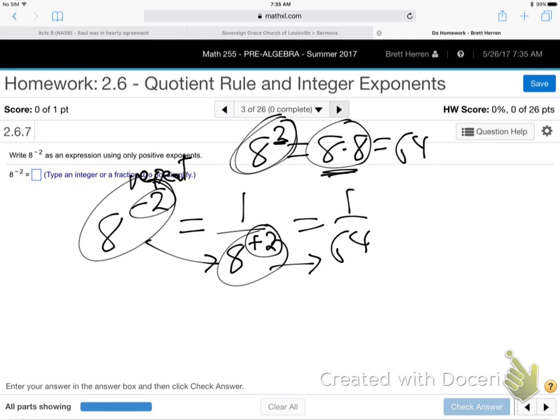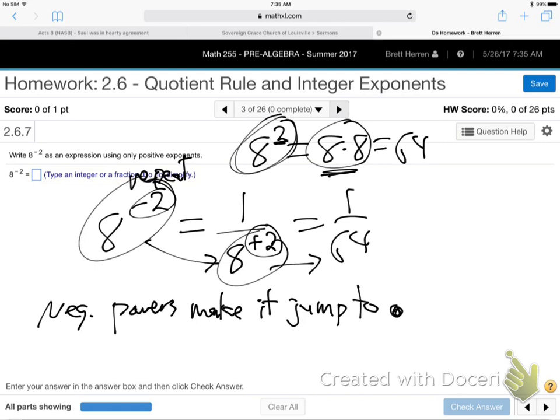Are you considering the invisible 1 under the 8 to the negative 2? Is that where you're getting that 1 from? No. It's not an invisible 1. A negative power just makes it jump to the bottom. Just negative, yeah. So let me just write that out for you. Negative powers make it jump to, I'll just say, the bottom.